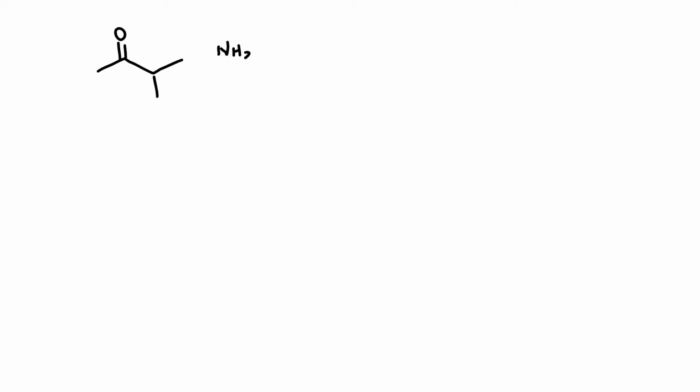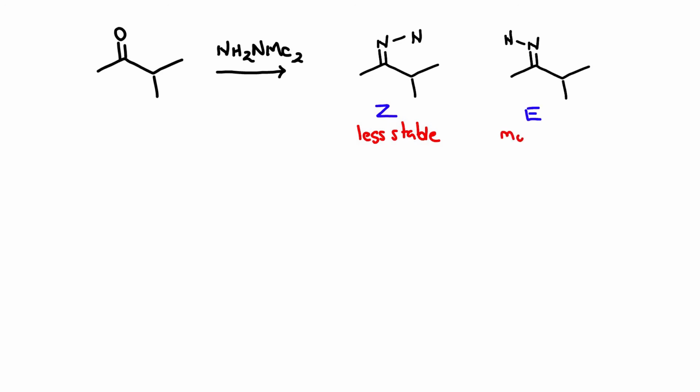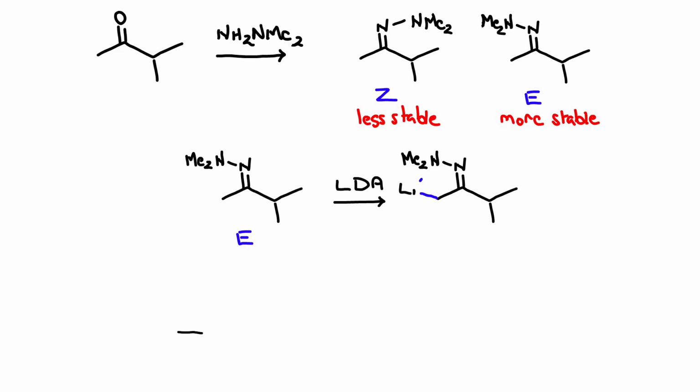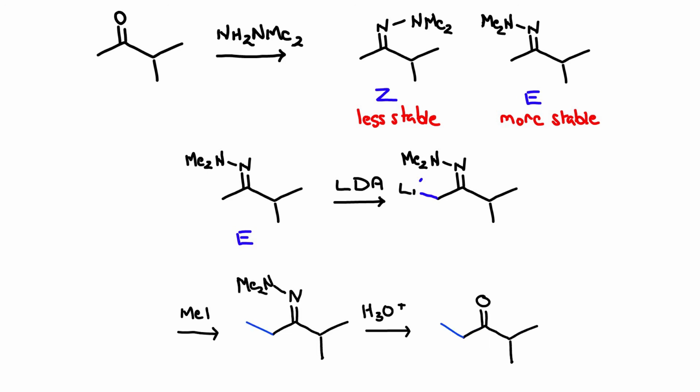What about the problem of a ketone with different substituents on either side? One solution is to condense with N,N-dimethyl hydrazine to form Z and E hydrazones, wherein the E isomer is the most stable. If that is reacted with LDA, deprotonation occurs on the least hindered side to give an enolate in which that geometry is stabilized by coordination to lithium. Alkylation of that hydrazone enolate occurs on the same side, and then hydrolysis of the hydrazone gives back our ketone alkylated as desired.